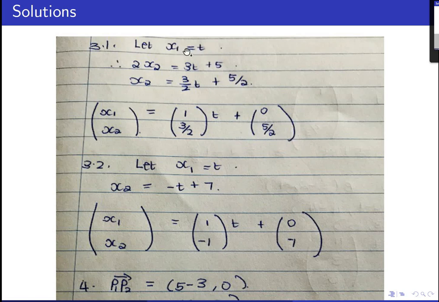This one, where x1 is t and x2 is 3 over 2 t plus 5 over 2, is known as the parametric representation. And this is the vector form of the equation.